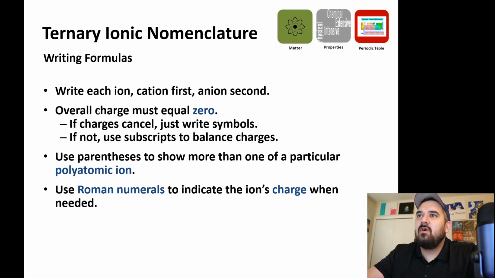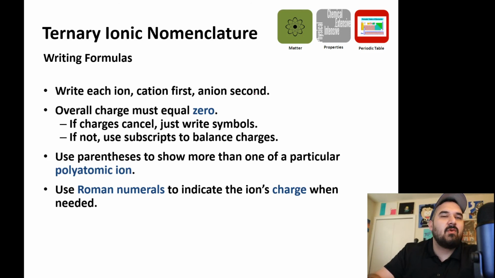All right, so overall charge must equal 0. And you saw how some of these have -2 charge. Most of them are -1, but some of them are -2. So the overall charge needs to equal 0. Use parentheses to show if there's more than one particular polyatomic ion.